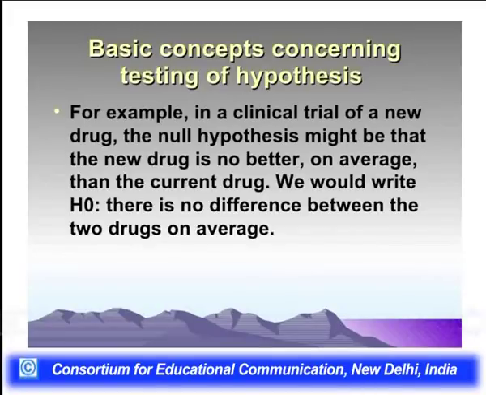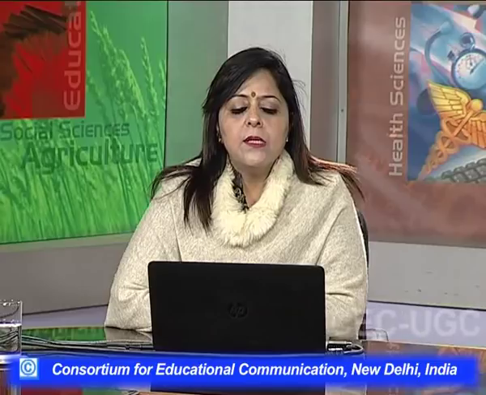We will also write H0: there is no significant difference between the two drugs on an average. So here we are trying to test the clinical trial of the two drugs. In the null hypothesis, we say that this new drug is not better than an average drug which was earlier initiated. So here we are trying to say no, there is no significant difference between the two drugs on an average.